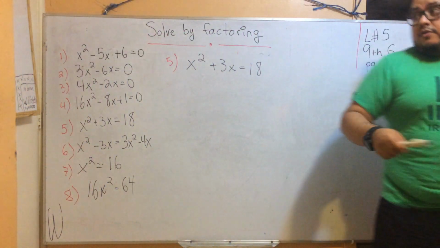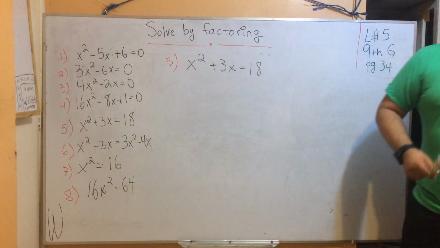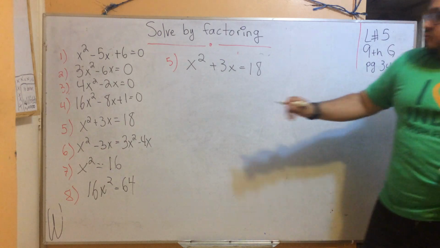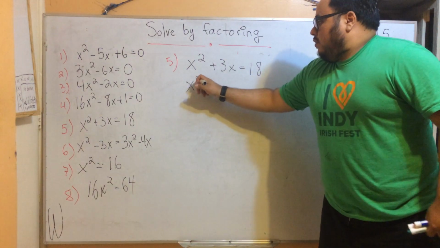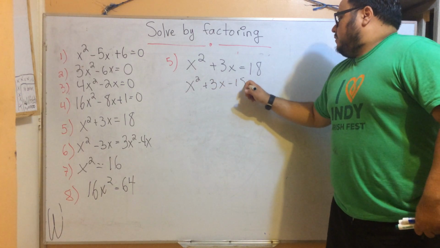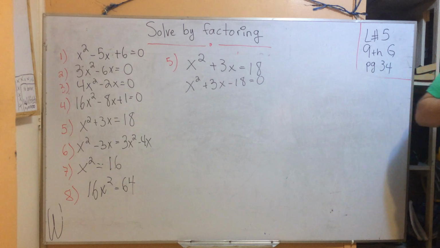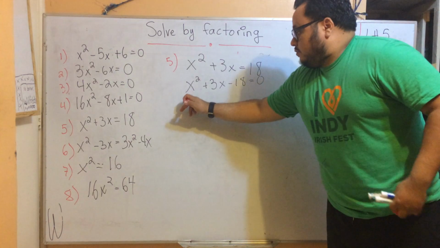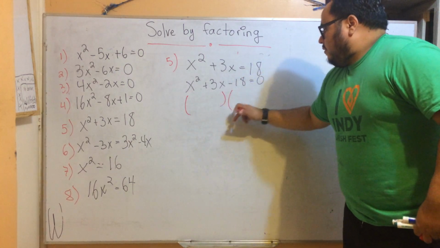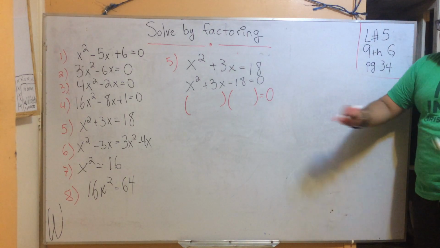Okay, so what do we do here? It's not equal to 0, so we need to move this number here so that we can have the equation equal to 0. And that way we'll have our quadratic equation minus 18 equal to 0. Now, let's look for the numbers, using the distributive property, that are going to give us this.